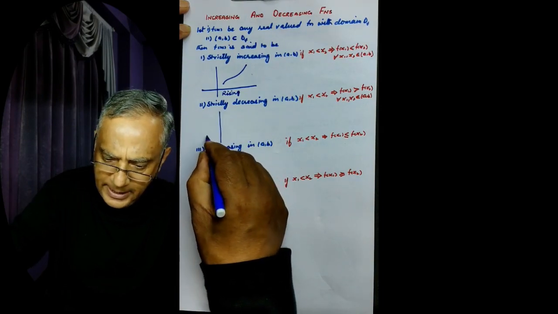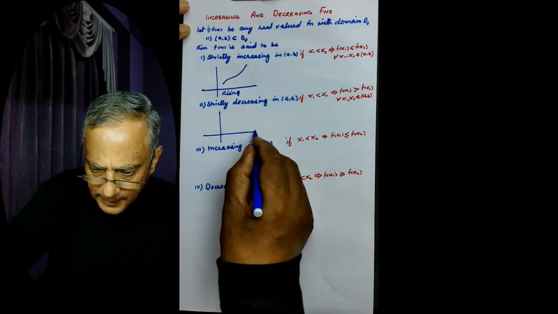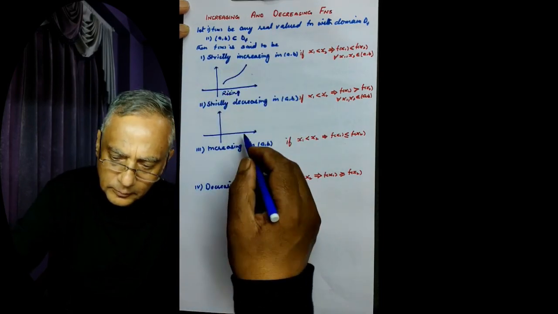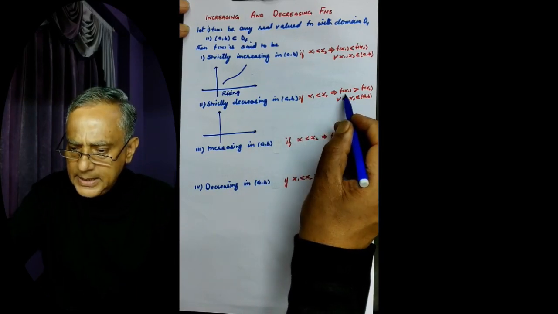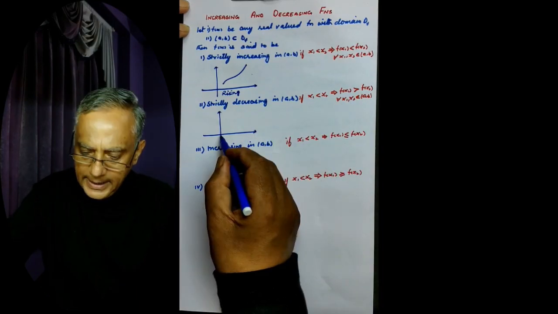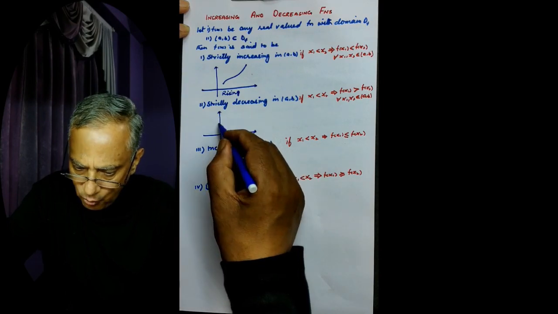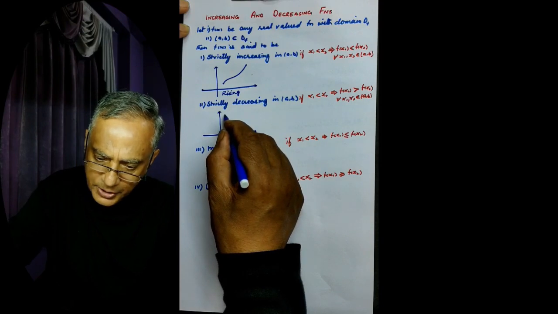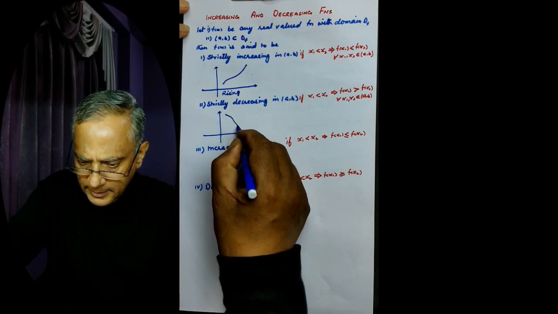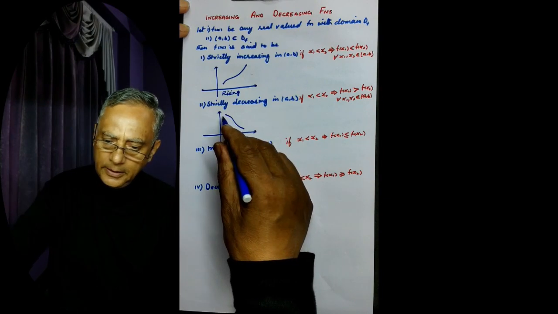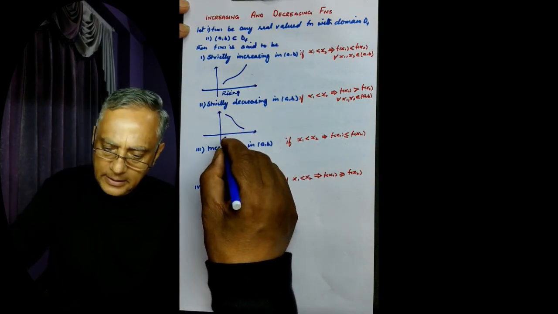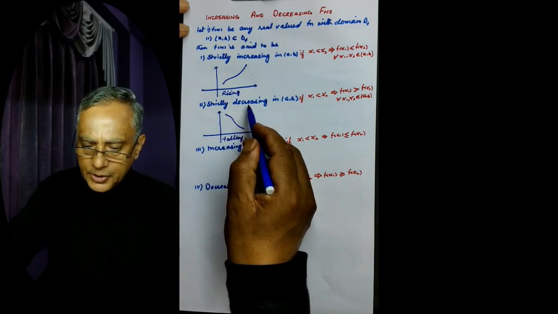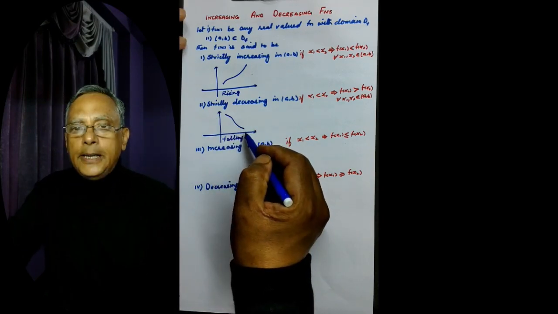Strictly decreasing: as x increases, f(x) decreases. That is, as x increases, y will decrease. The graph of such a function is of this form. The graph will be a falling graph. This will be a falling graph. If it is strictly decreasing, it will fall strictly.